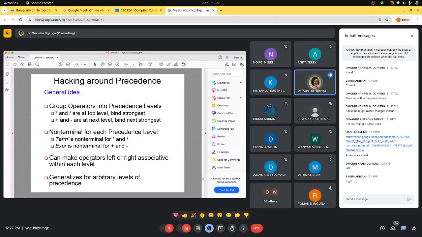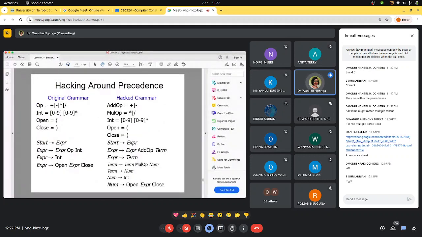Note that this idea can generalize to arbitrary levels of precedence. Supposing you have other operators you want to talk about, maybe you want to decide that brackets come higher than times, which is actually what happens. Then you would create another level of precedence for brackets, or whatever it is that you're trying to do.